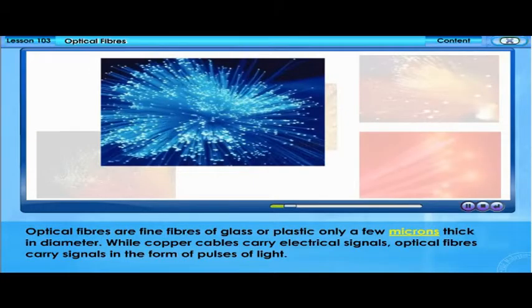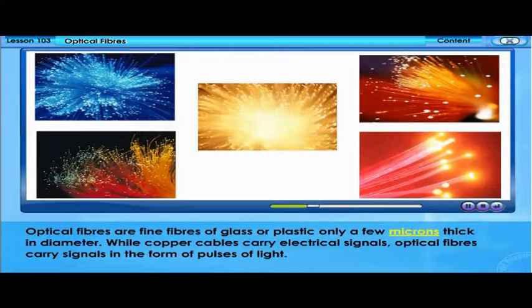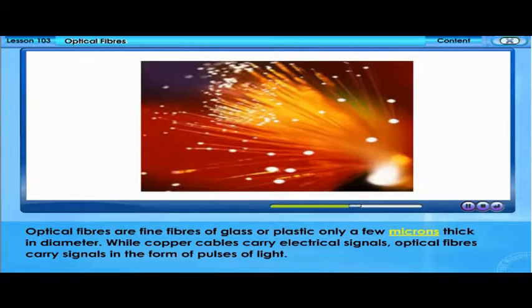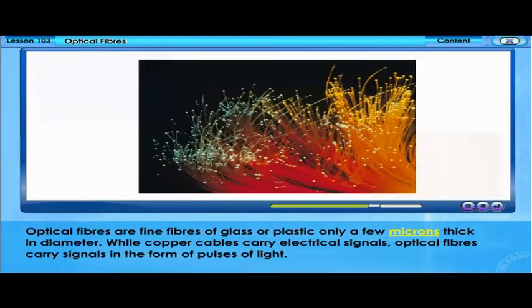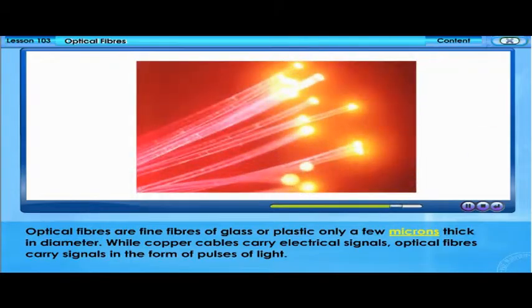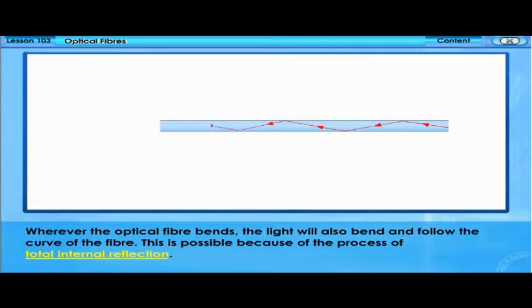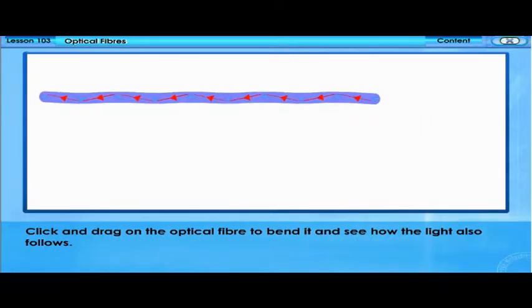Optical fibers are fine fibers of glass or plastic only a few microns thick in diameter. While copper cables carry electrical signals, optical fibers carry signals in the form of pulses of light. Wherever the optical fiber bends, the light will also bend and follow the curve of the fiber. This is possible because of the process of total internal reflection. Click and drag on the optical fiber to bend it and see how the light also follows.